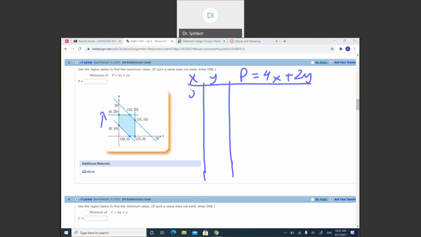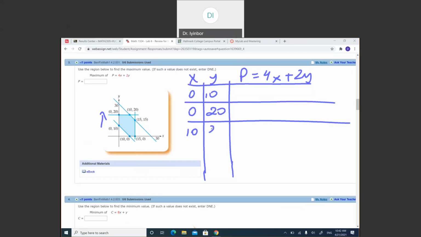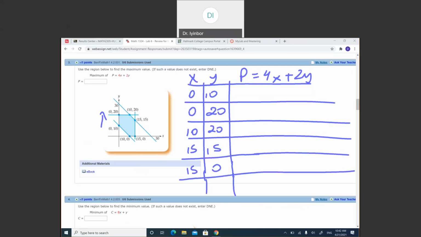So you're going to start with 0, 10, then 0, 20, and then 10, 20, then 15, 15, and then you have 15, 0, and we have one more, which is 10, 0. And then you're going to plug it in this function, 4 times x plus 2 times y.